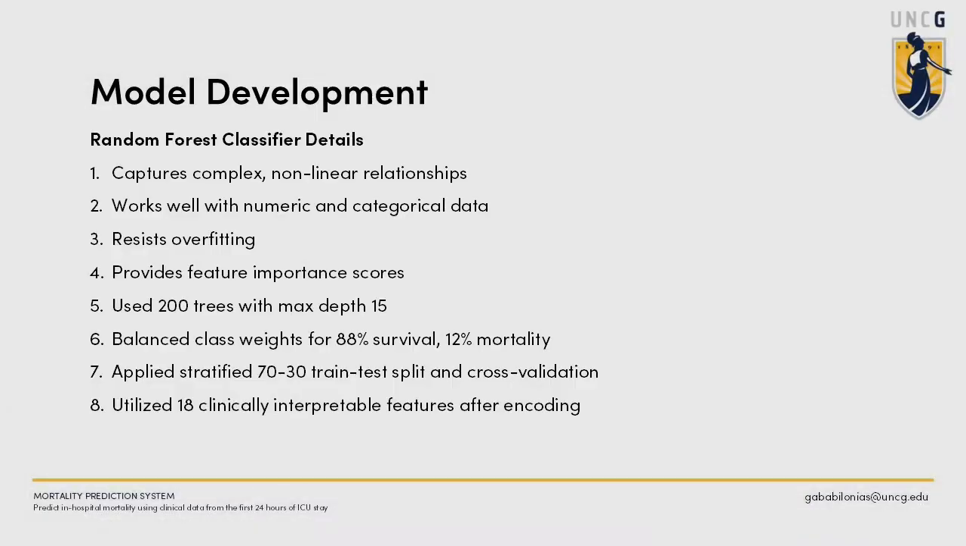Model development. For prediction, we chose a random forest classifier. Why? It captures complex, nonlinear relationships, works well with both numeric and categorical data, resists overfitting, and provides feature importance scores. We used 200 decision trees, with a maximum depth of 15 to balance complexity and generalization. Class weights were balanced to handle our 88% survival versus 12% mortality split. Stratified 70 to 30 train test split and cross-validation helped validate our model. In total, 18 features were used after encoding, all clinically interpretable.